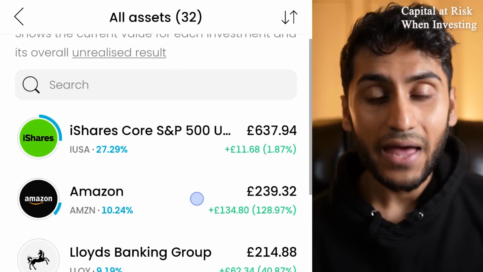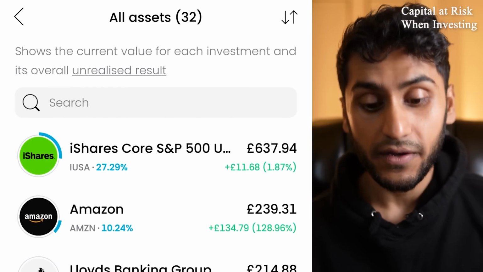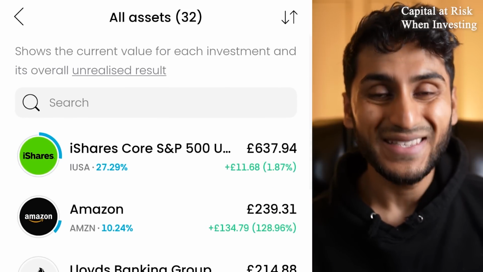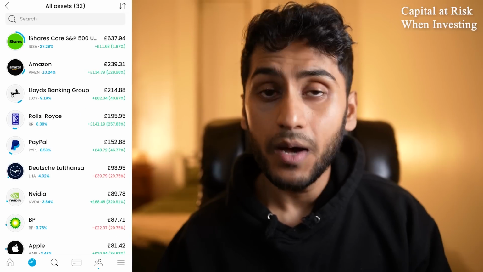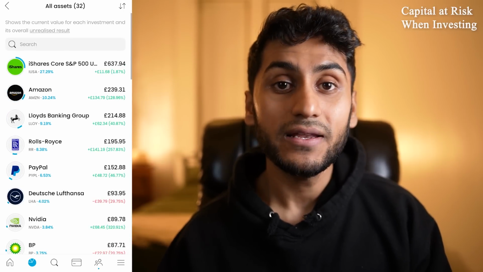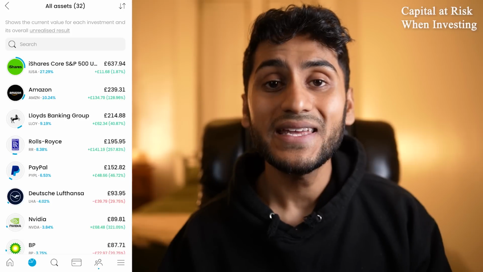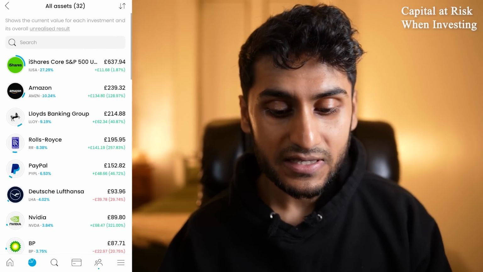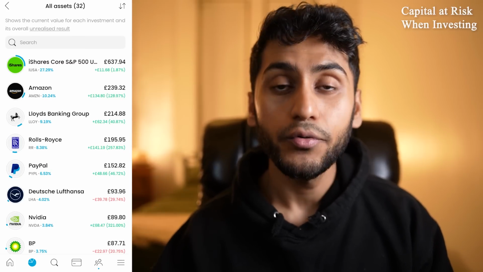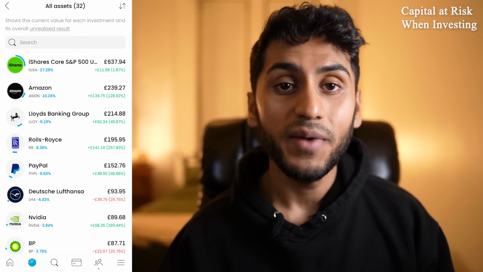As you can see at the top, I have the iShares Core S&P 500 up by 1.87% or a return of £11.68. Amazon, for example, up by 128%. I'm not going to obviously go through all of them, but you can see everything looks very normal. You also have a percentage here. As you can see, this is my main holding, the iShares Core S&P 500. That makes up about 27.29% of my total holdings.